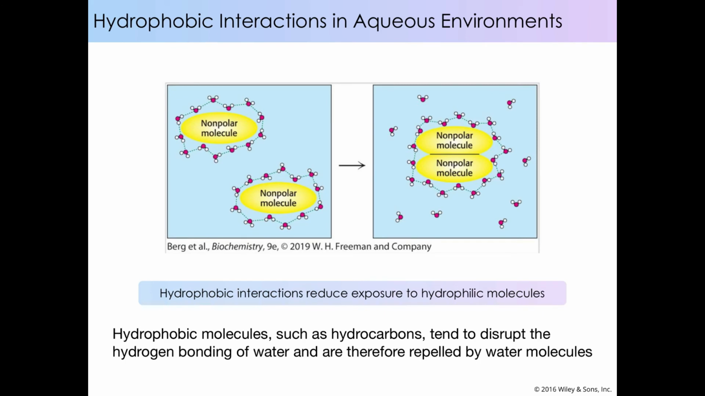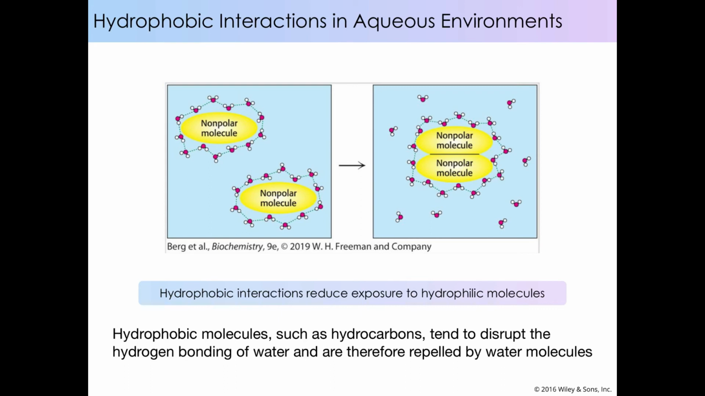Another consequence of the polarity of water is a phenomenon known as the hydrophobic effect. And I'm going to talk about this now briefly and we'll come back to it later. When hydrophobic molecules are placed in water, this disrupts the hydrogen bonding network of water molecules, and those water molecules will basically form cages around each of the hydrophobic molecules. Now, the water here is not interacting with the hydrophobic molecules because these molecules are nonpolar. They cannot form hydrogen bonds with water.